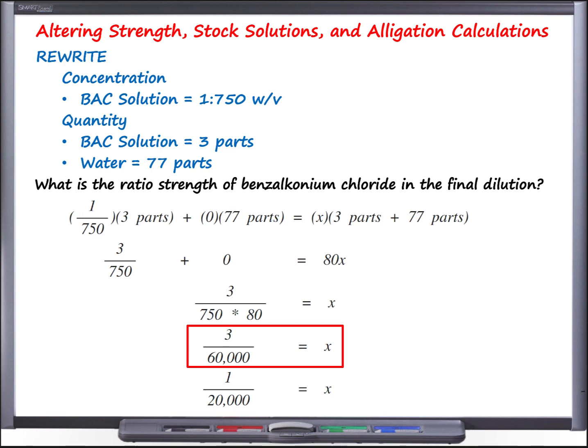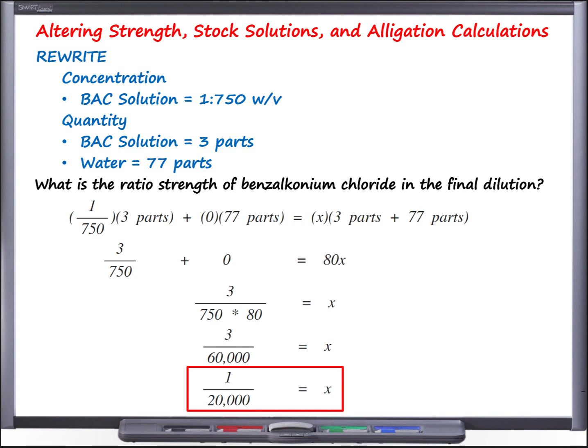And lastly, let's divide both the numerator and the denominator of that fraction by 3. So we get a final answer: 3 divided by 3 is 1, which is why we have 1 on top, and 60,000 divided by 3 is 20,000. And that's our final answer. What we now have is that x is equal to 1 over 20,000. And hopefully you're able to follow the math to get to that number.